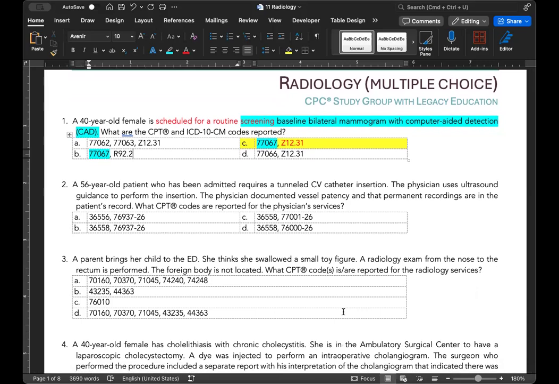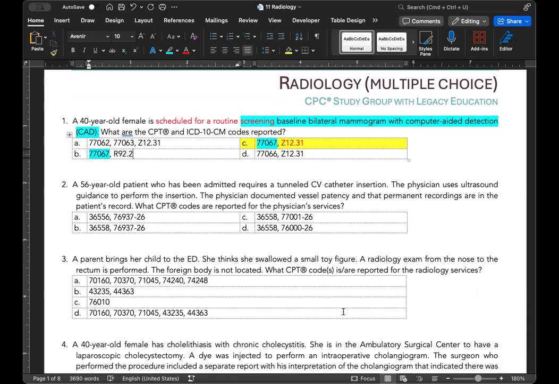Okay. So let's go on to number two. We have a 56-year-old patient who's been admitted that requires a tunneled CV catheter insertion. The physician uses ultrasound guidance to perform the insertion. And then the physician documented vessel patency and the permanent recordings are in the patient's record. So what CPT codes are we going to use for this service?